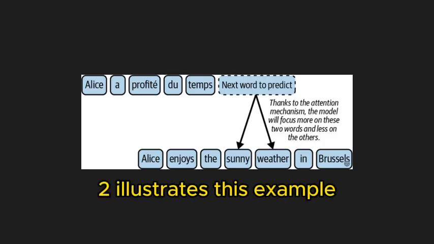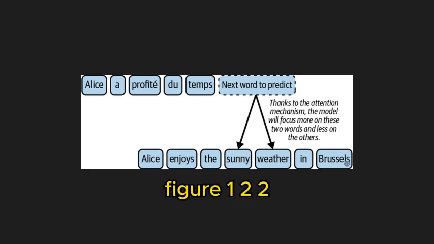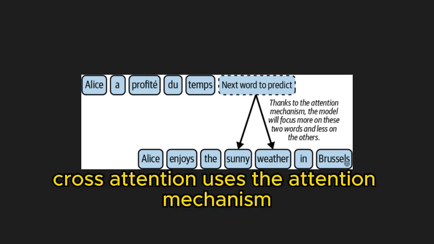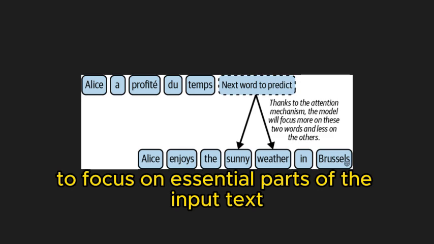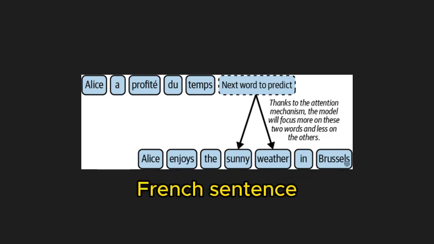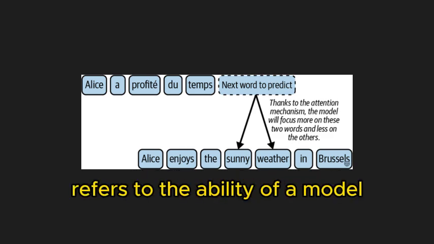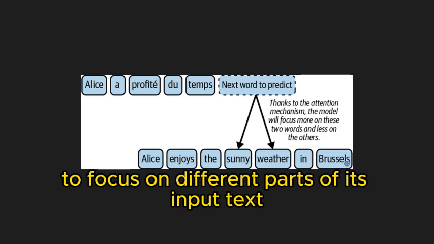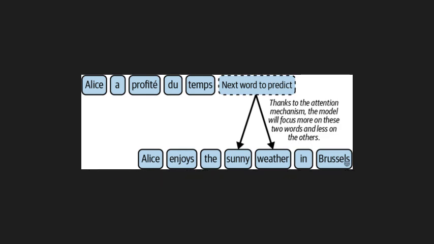Figure 1-2 illustrates this example. Figure 1-2. Cross-attention uses the attention mechanism to focus on essential parts of the input text (English sentence) to predict the next word in the output text (French sentence). Self-attention refers to the ability of a model to focus on different parts of its input text. In the context of NLP, the model can evaluate the importance of each word in a sentence with the other words. This allows it to better understand the relationships between the words and helps the model build new concepts from multiple words in the input text.